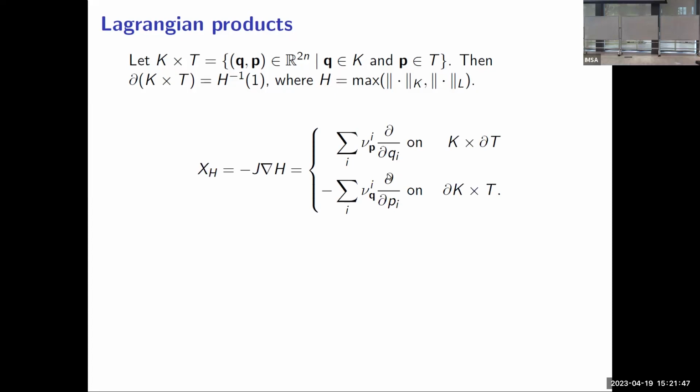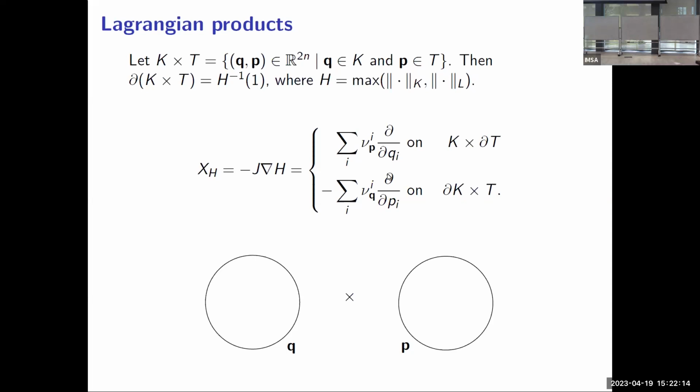So the characteristic flow, you can think of it as being generated by the Hamiltonian vector field. The Hamiltonian vector field is just minus J times the gradient. And here it is, I computed it right here. So this ν is the normal, so it's a normal vector field to T, in the p direction, and then you have to multiply that by minus J. So let's see what happens when you flow using this vector field.